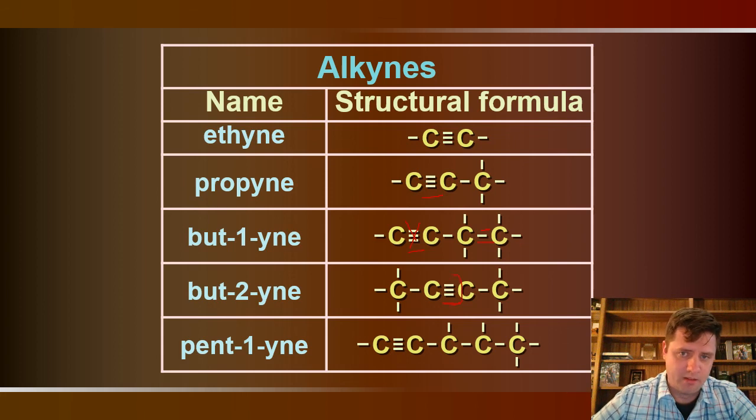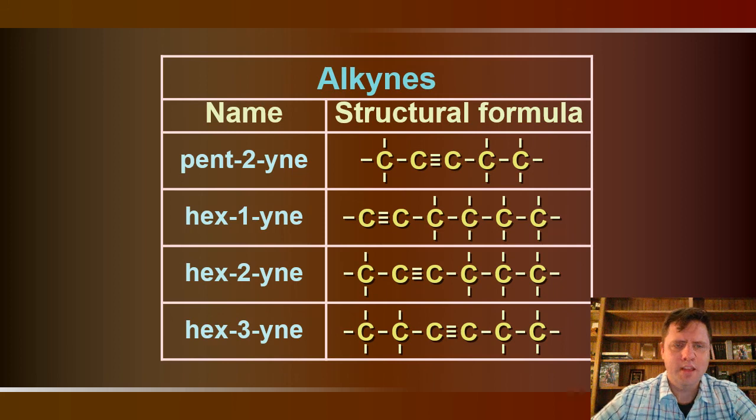But when it's in the middle, it has to be but 2-ine, because if I count from here, it's 1, 2, or if I count from here, it's 1, 2. So either way, it's but 2-ine. And here, pent 1-ine, here we're just locating where that triple bond is. Here's pent 2-ine, because it's in the second position. And then once we get to hexine, we can have it here in the first position, we can have it here in the second position, or we can have it here in the third position.